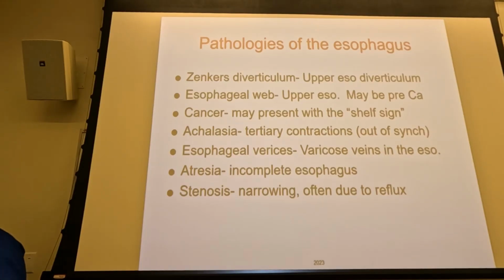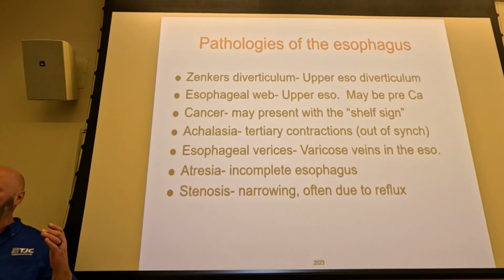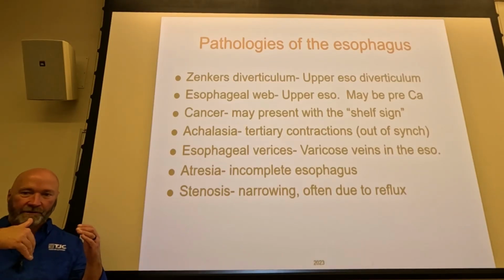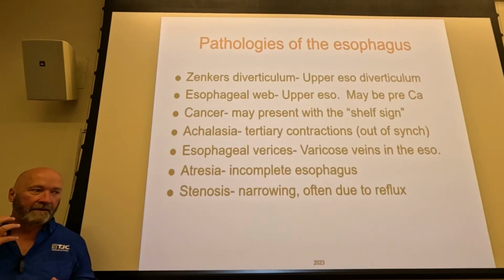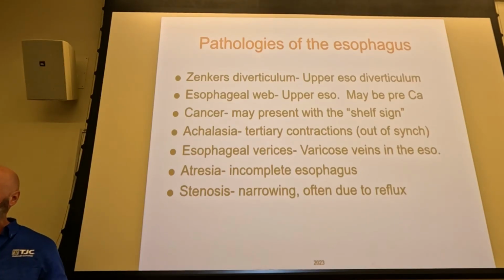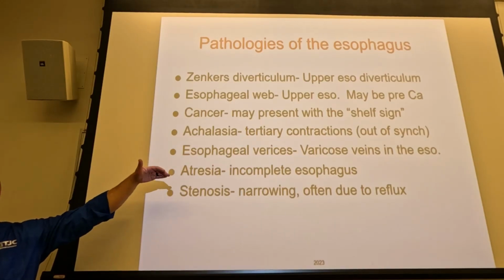So pathologies, we've got a number of them. Zenker's diverticulum is a specific diverticula that you're going to see all the way up at the top of the esophagus. So you see where the esophagus comes through the superior thoracic aperture, right? It punches into the thorax. You see a great big collection of barium right below that first rib. That's a Zenker's diverticulum, okay?